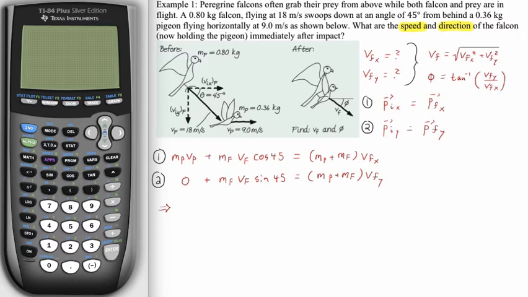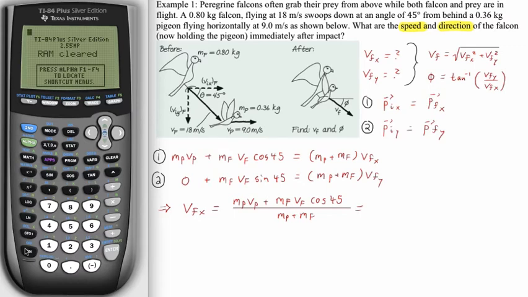So we're simply going to find that v final x is just going to be (mp vp plus mf vf cosine 45) all over the combined mass, mp plus mf. Okay? So let's plug those values in. In the numerator, we're going to have the mass of the pigeon, 0.36 kilograms, multiplied by the velocity of the pigeon, a respectable 9 meters per second.